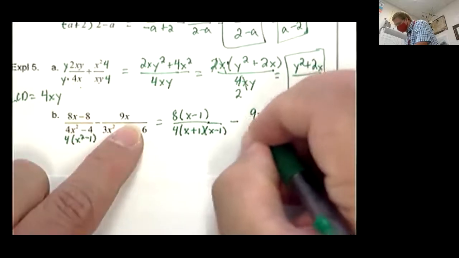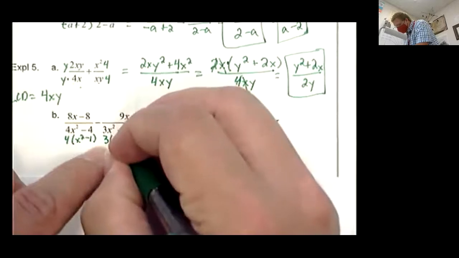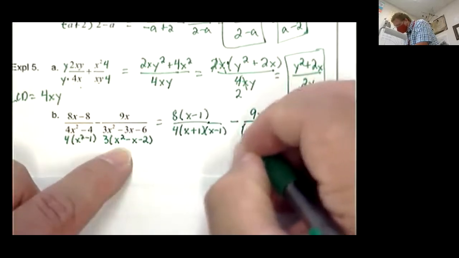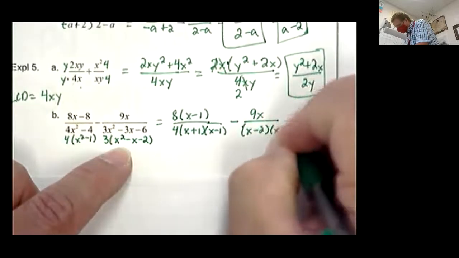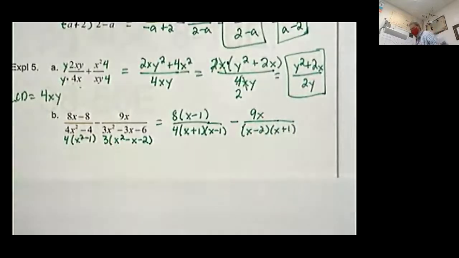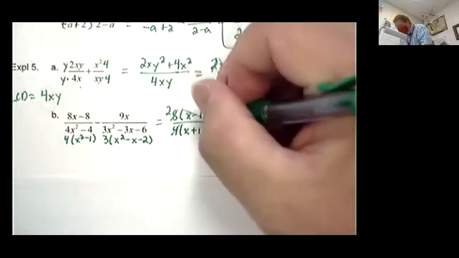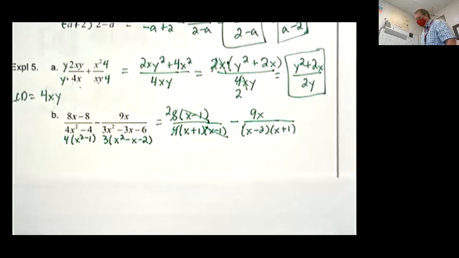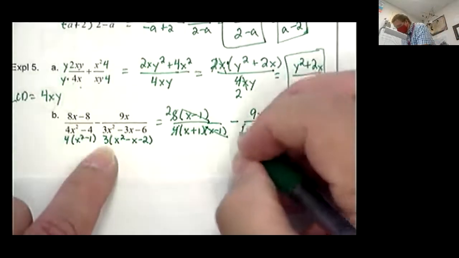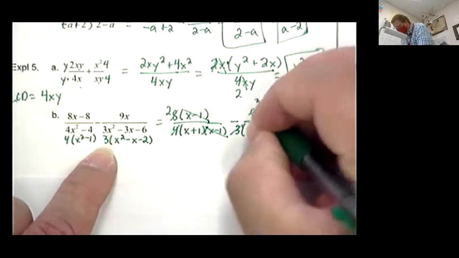Minus 9x over. This will factor out a 3, and that leaves us with x squared minus x minus 2. That will factor (x minus 2)(x plus 1). Now this one actually has a trick to it. And that trick is sometimes if we simplify first, then it's easier to do our least common denominator. Notice 8 and 4 will cancel, leaving 2 and 1. The x minus 1's cancel, so that gets that out of the denominator. And I left the 3. The 3 and the 9 will simplify, leaving a 3 and a 1.